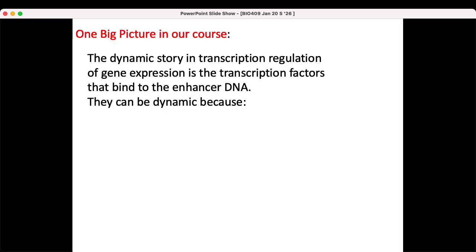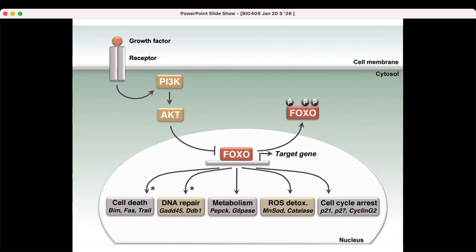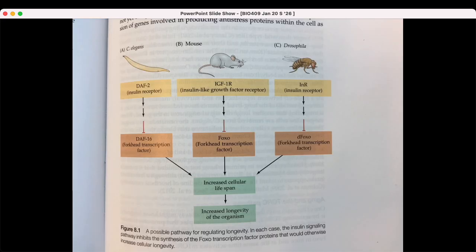It'll be a growing list, and they're good examples because many transcription factors fit that example, right? So here's the example of FOXO. There's a different drawing of FOXO, but FOXO is a transcription factor. When it gets switched on, it's going to activate hundreds of genes that do things like regulate cell death, DNA repair, metabolism. Proteins get made that recognize reactive oxidation species and free radicals, cell cycle regulation, stuff like that.